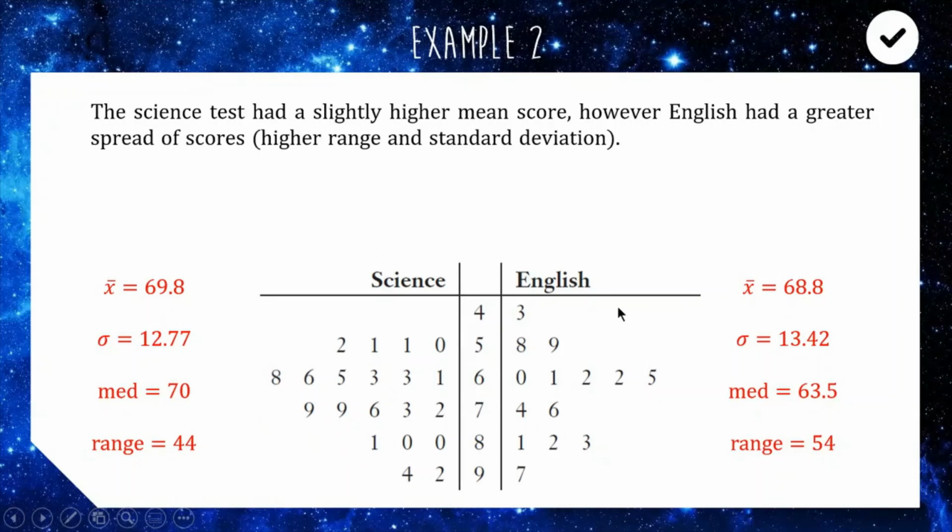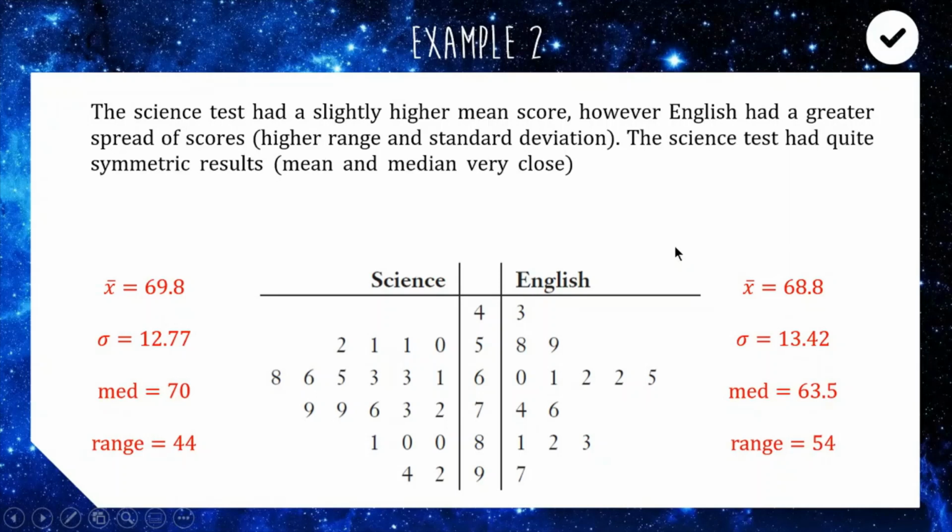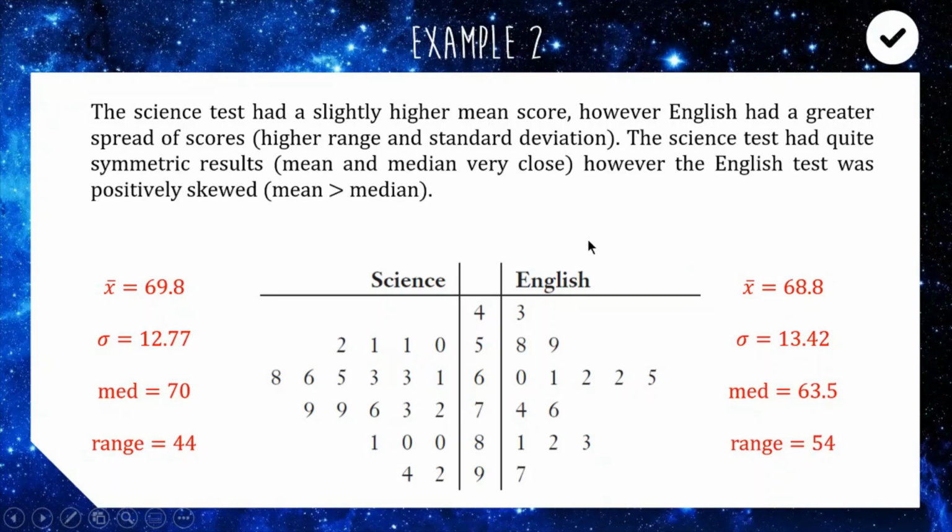Okay. Whereas with the English scores, the median is 63.5. That's the exact middle. But the average, the mean, is 68.8. That's like, what, 5 scores bigger? So when your mean is above your median, that tells you are skewed towards the bigger numbers, aka positively skewed. Okay, so if we want to compare the shape of these two, we can say with proof that science is a symmetric data set, whereas English is a positively skewed data set. Okay, so science symmetric, English positively skewed.